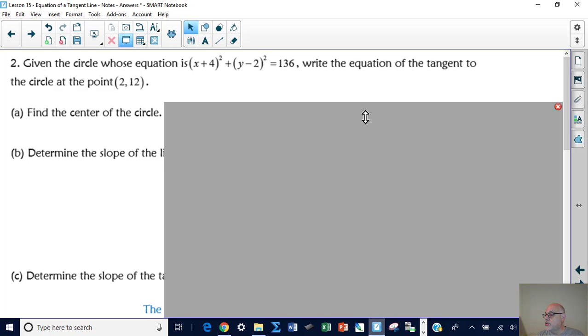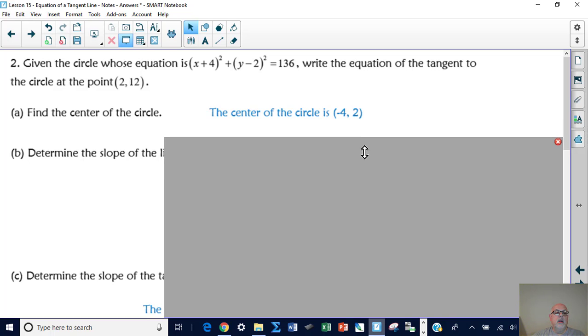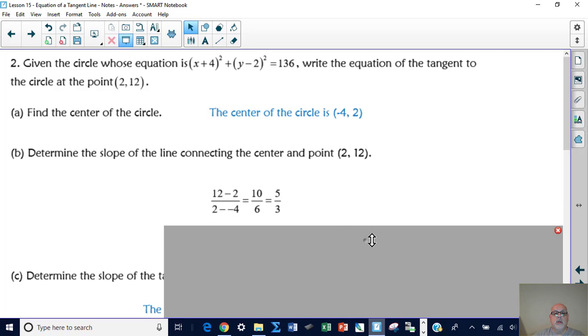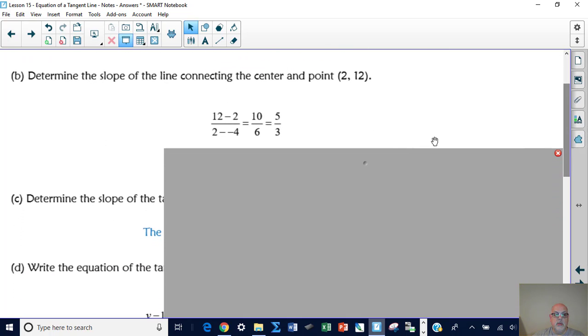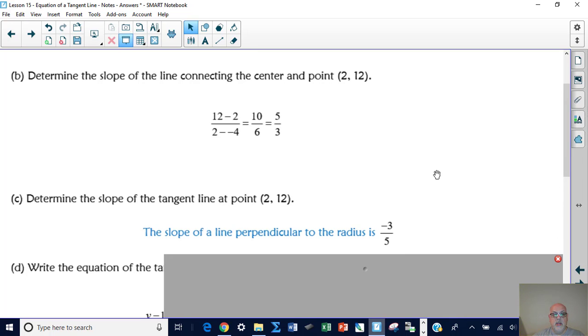So on this one, we're going to presume that the point (2, 12) is on the circle. In fact, it is. We could prove that. So if we look at this, the center of the circle is at (-4, 2). So then the slope of the line connecting that point and the center will be 12 minus 2 over 2 minus negative 4. All right, that is 6 over 10, which reduces to 5/3. So then the slope of the tangent line has to be negative 3/5, the negative reciprocal.